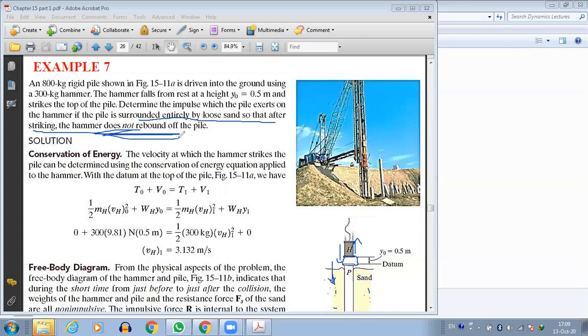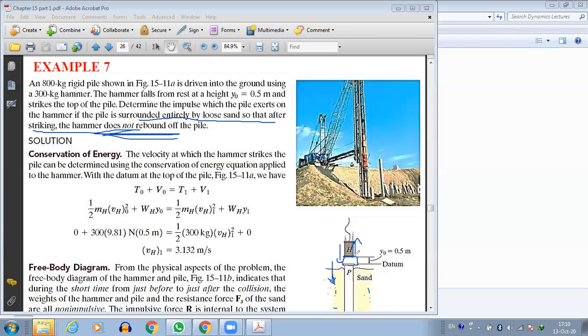One student is asking whether there is a force from the pile to the hammer. The hammer is applying a force over the pile, but the pile will have a reactive force over the hammer. Did I answer your question? We are talking about the reactive force of the pile on the hammer. It will be the force of impact. It will be the impulse that we are talking about.